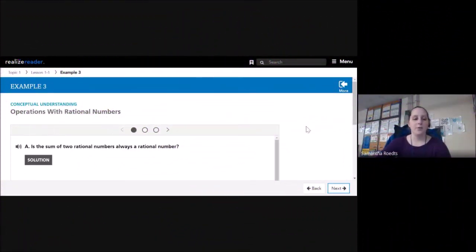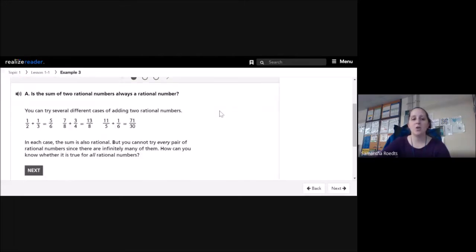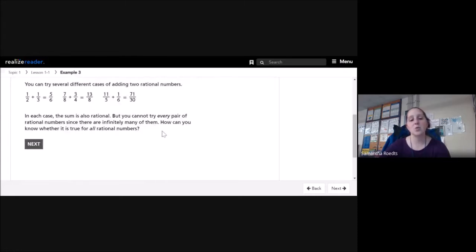All right, example number 3, operations with rational numbers. Is the sum of two rational numbers always a rational number? You can try several different cases of adding two rational numbers together. 1/2 plus 1/3 equals 5/6. 7/8 plus 3/4 is 13/8. 11/5 plus 1/6 is 71/30. In each case, the sum is also rational, but you cannot try every pair of rational numbers since there are infinitely many of them. How can you know whether it's true for all rational numbers?